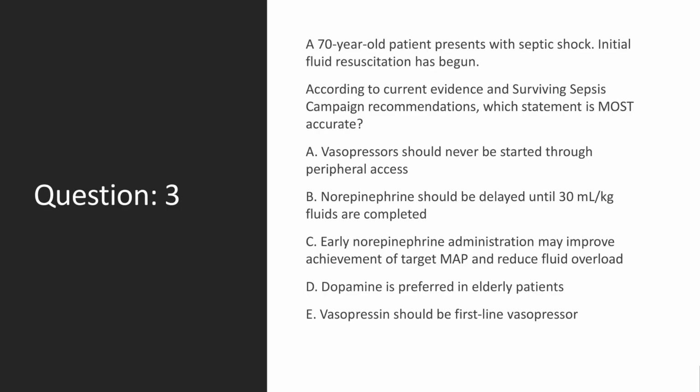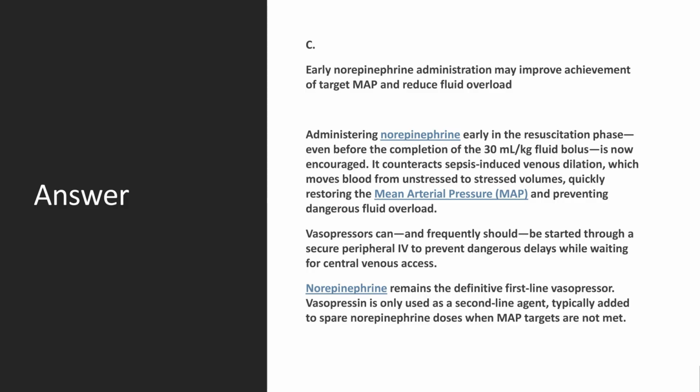C. Early norepinephrine administration may improve achievement of target MAP and reduce fluid overload. D. Dopamine is preferred in elderly patients. E. Vasopressin should be first-line vasopressor. Correct answer is C. Early norepinephrine administration may improve achievement of target MAP and reduce fluid overload.